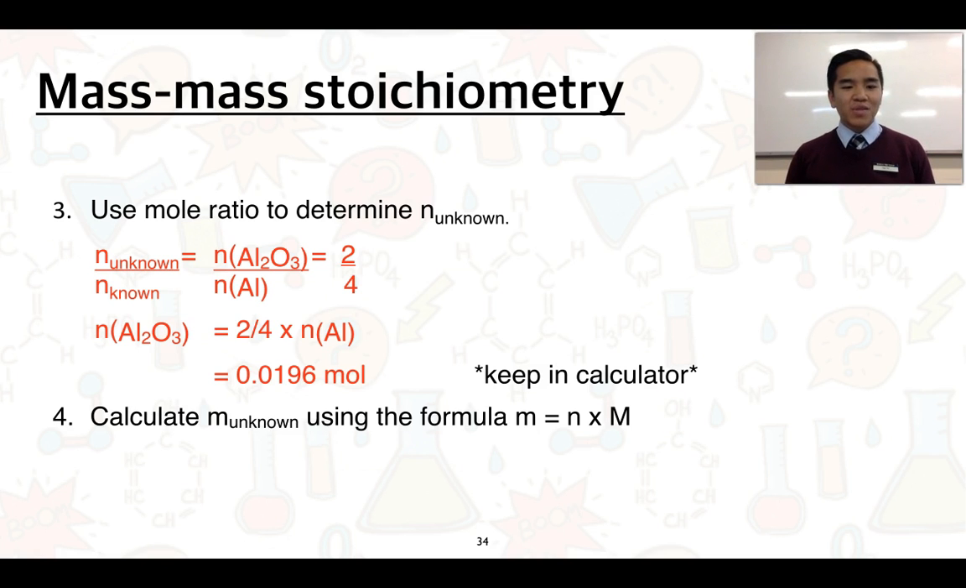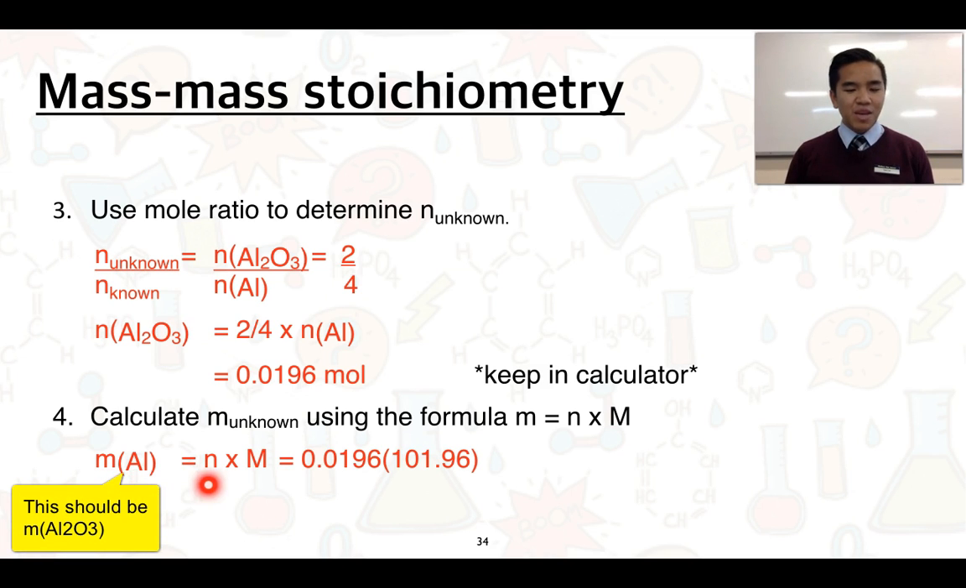So this fourth and final step, we need to calculate the mass of our unknown, and we're going to use this formula here. Just remember that we calculated the molar mass of aluminium oxide already, so we're going to go ahead and use that. We've got the mass of aluminium equal to the number of moles times the molar mass. We've got our number of moles calculated in step 3, our molar mass which was calculated in step 1. So we now just take our answer in our calculator, we then times by the molar mass, and we end up with a number of 1.98 grams.